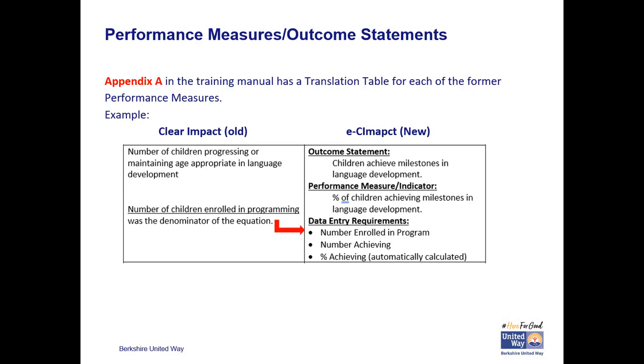For example, we had to enter the number of children progressing or maintaining an appropriate language development. That turned into the outcome statement of children achieving milestones in language development. How do we measure that? Well, we want to know the percent of children achieving milestones in language development. And when you entered your number of children enrolled in programming in the previous portal, which was the denominator of the equation, which I'm not sure everybody realized, that would be your number enrolled in the program, your data entry requirements, and then the number achieving. So hopefully this helps you. There's a translation for each of those performance measures, and that'll help guide your way through that.